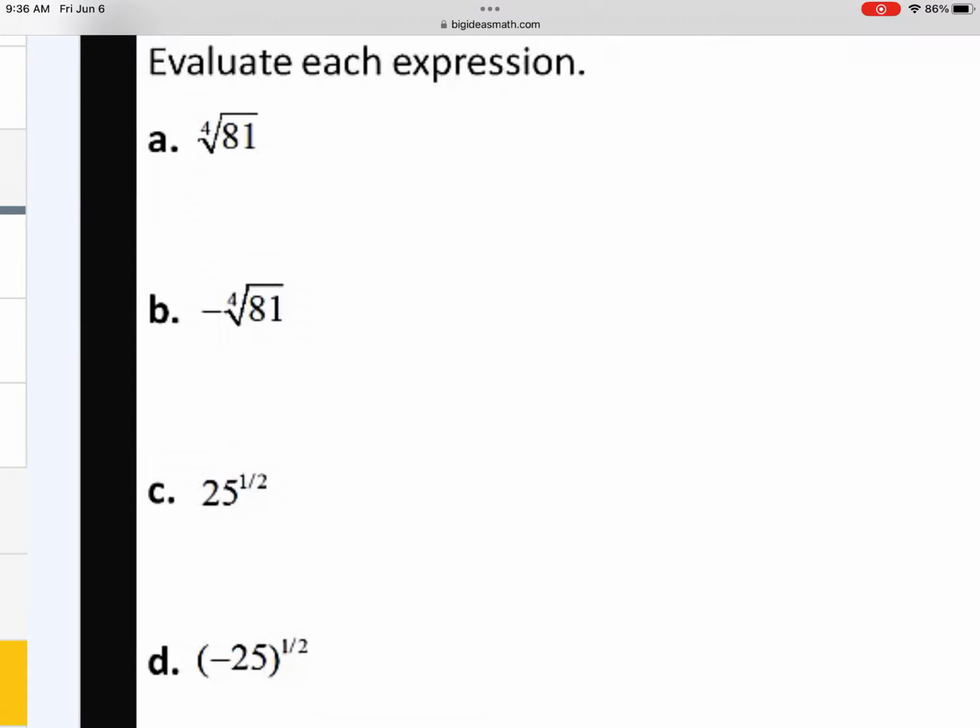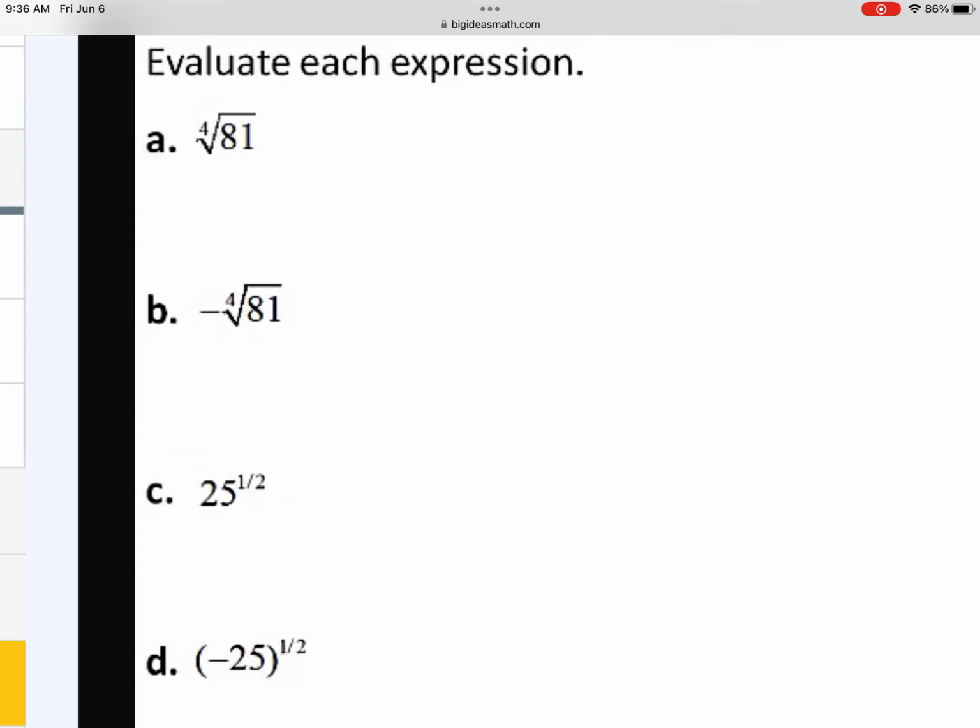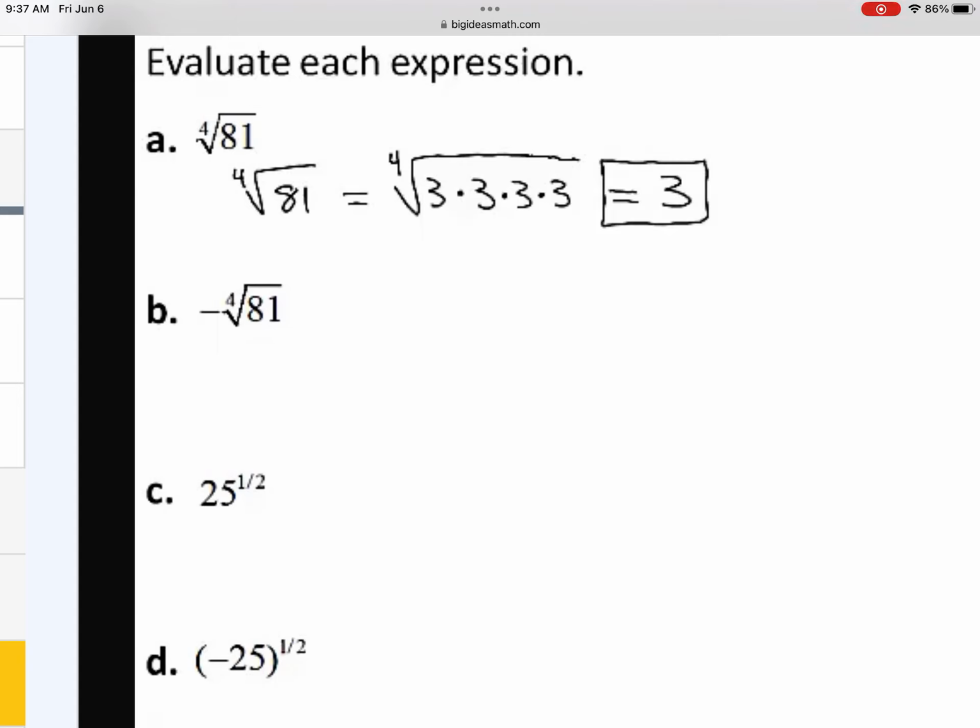Evaluate each expression. Part A, the fourth root of 81. Notice that 81 can be written as 3 times 3 times 3 times 3. So the fourth root of 81 equals the fourth root of the quantity 3 times 3 times 3 times 3, which simplifies to 3. Part B, negative the fourth root of 81.